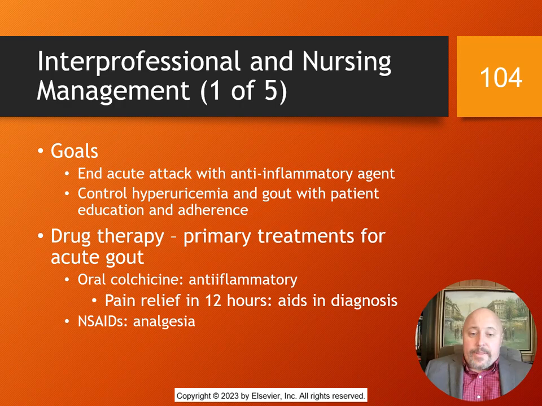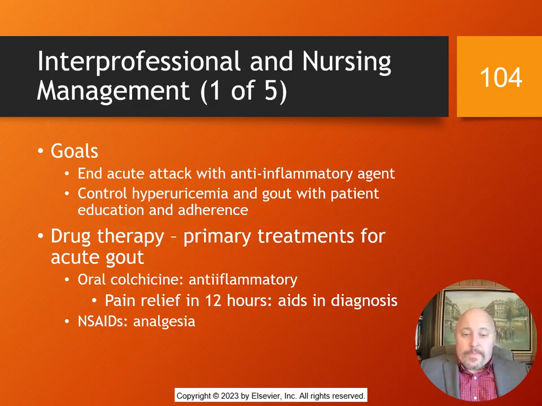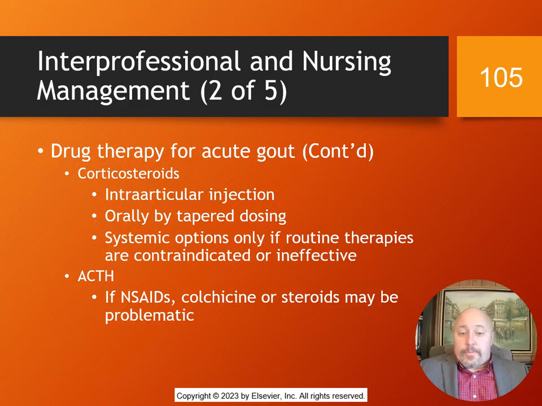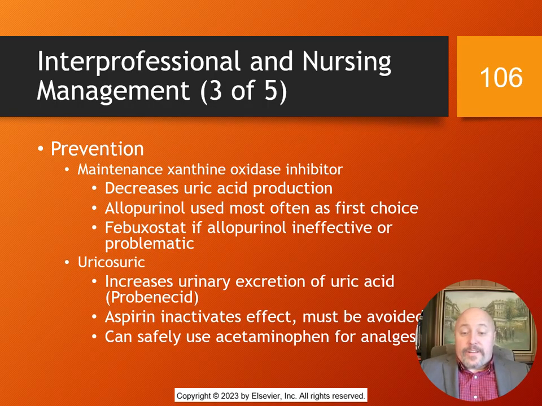The goal is to end the acute attack with an anti-inflammatory agent. Other drug therapies include oral colchicine, an anti-inflammatory, with pain relief in 12 hours, because pain is going to be a very major consideration when we're dealing with that very painful swollen joint. Another possible treatment would be corticosteroids to help deal with that inflammation. Prevention is the priority. For that, we've got drugs such as allopurinol used as the first choice to help lower the uric acid level before the crystals have a chance to develop.